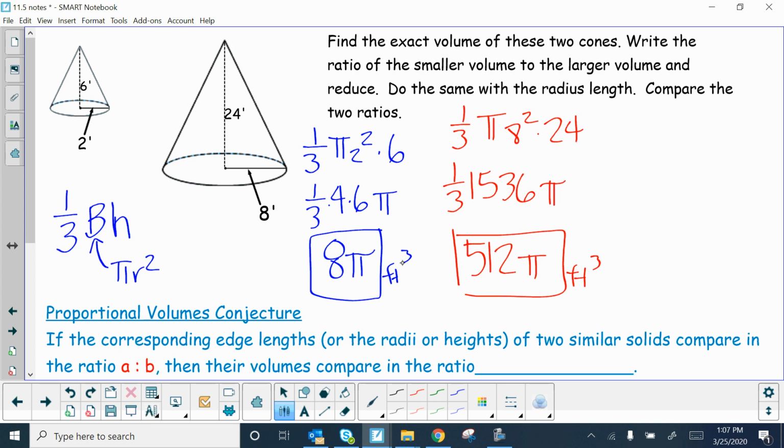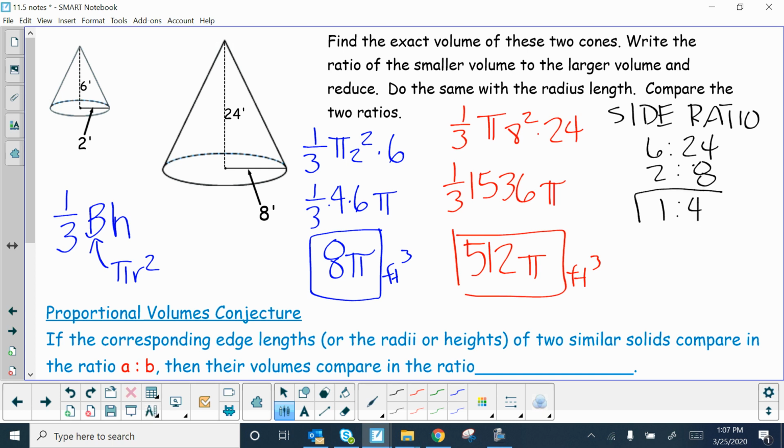So let me backtrack and do the side ratio. What is the side ratio? Let's write it over here. The side ratio is 6 to 24 or 2 to 8, which what do both of those reduce to? 1 to 4. So that's the side ratio.